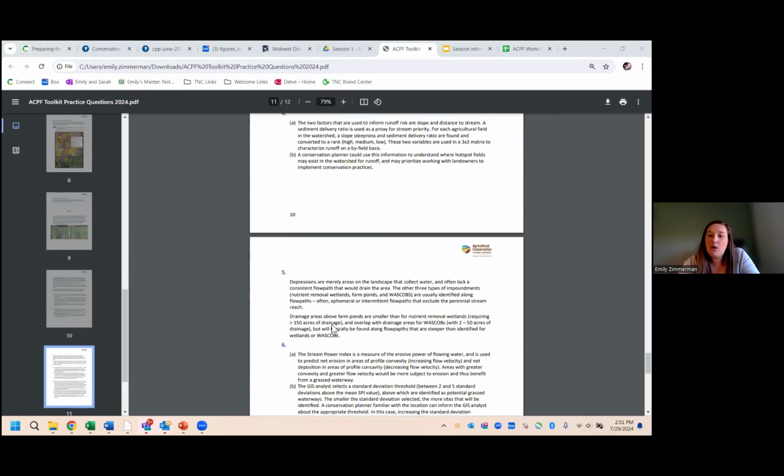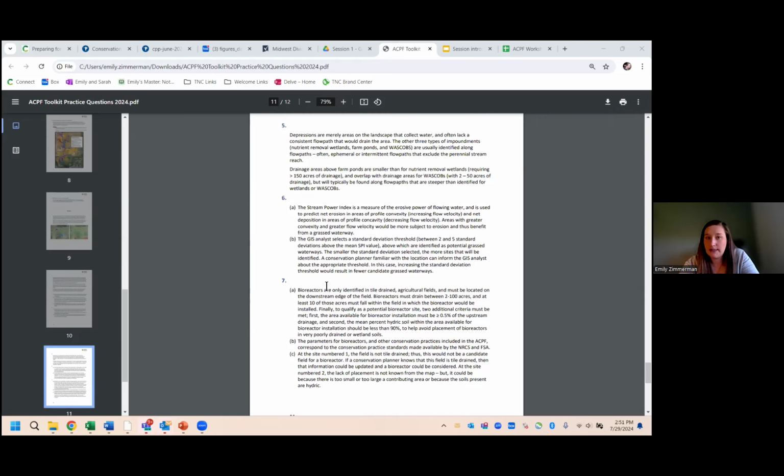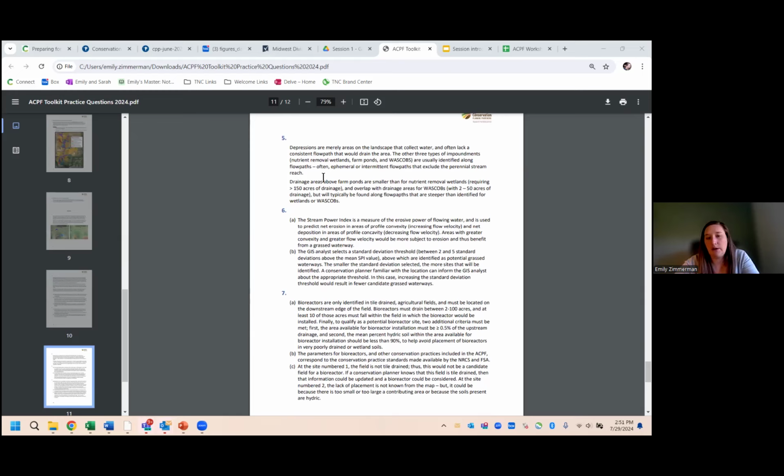I want to remind folks as we leave that there are answers to these questions at the end of this document. So just going back to the question that we were just focused on about depressions. Remember we talked about this, but those depressions are closed, they collect water, and they lack a flow path that would drain the area, whereas nutrient removal wetlands, farm ponds, and wascobs are going to be identified along flow paths, that are often ephemeral or intermittent, excluding that perennial stream reach.